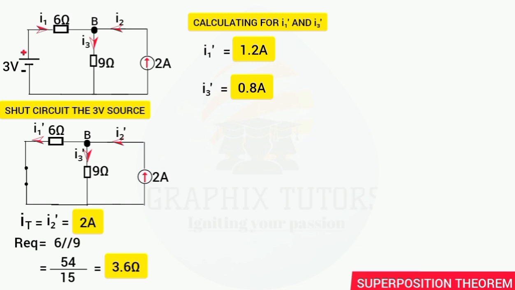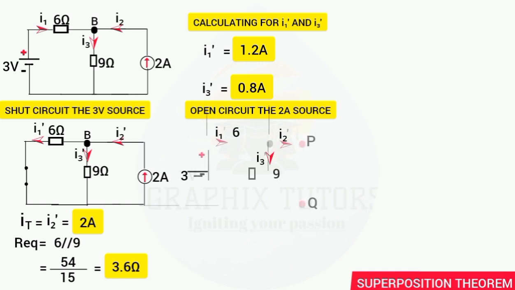This is what the 2 ampere is doing to the circuit when the 3 volts is not present. How good is the current it is providing when the 3 volt is not present. Now, similarly, the next step is for you to open circuit the 2 ampere current source. Is that taken? So when you do that, this is what you are going to have. So I've replaced my 3 volts back, right?